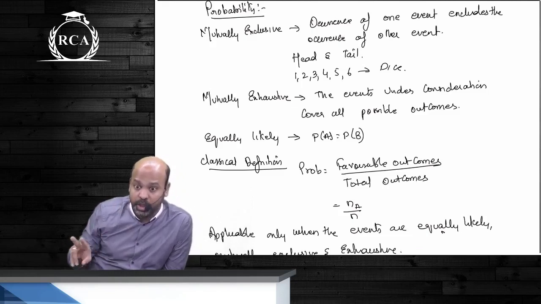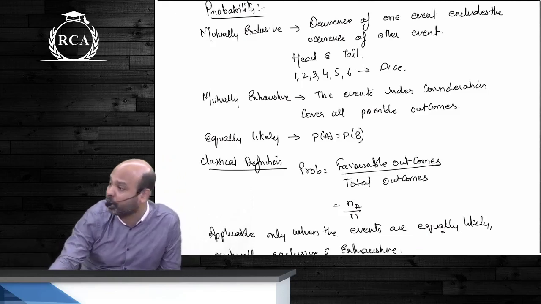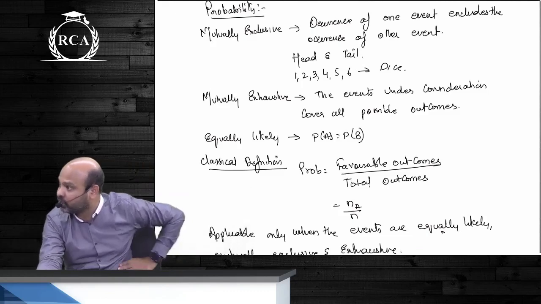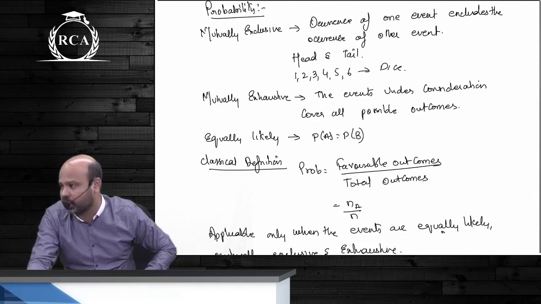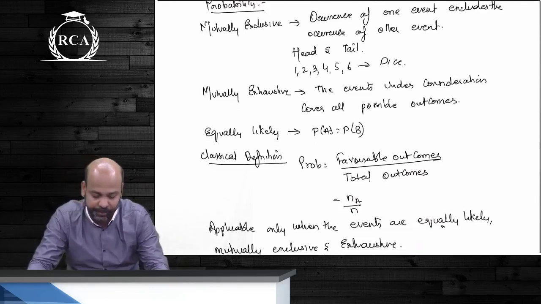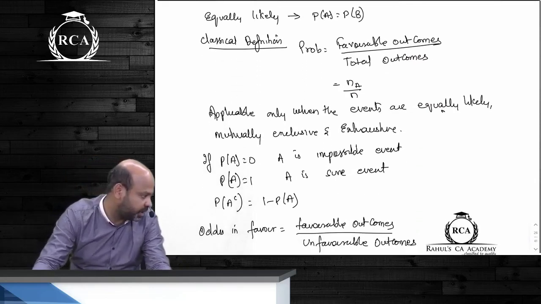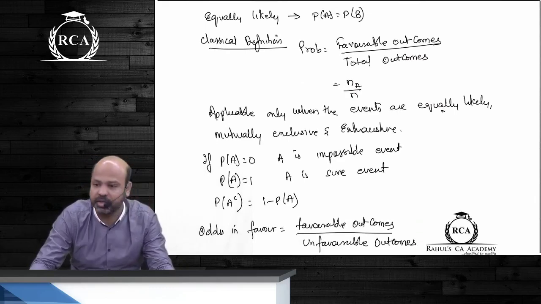Then we did equally likely events, or equiprobable events, symmetric events. What are these events? Same chance of occurrence. The probabilities are the same. The first definition that we did was the classical definition.